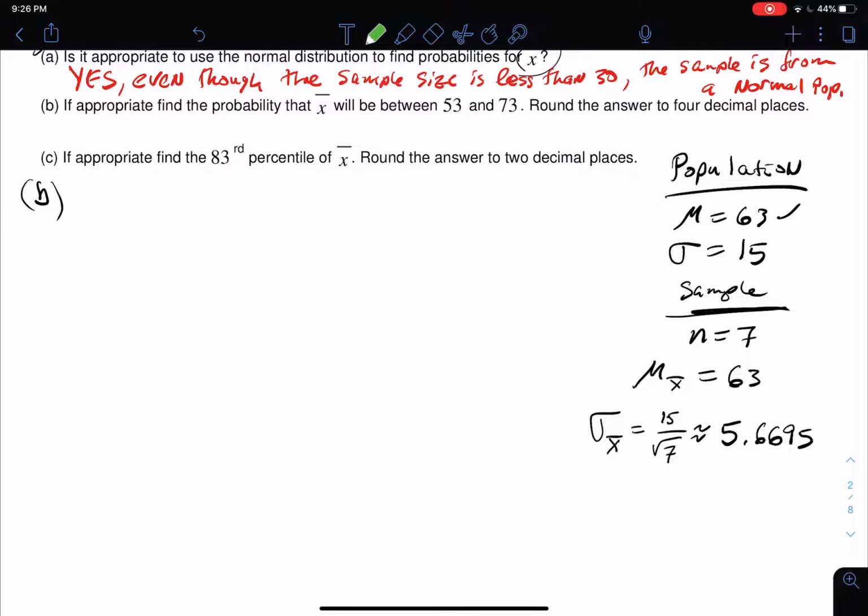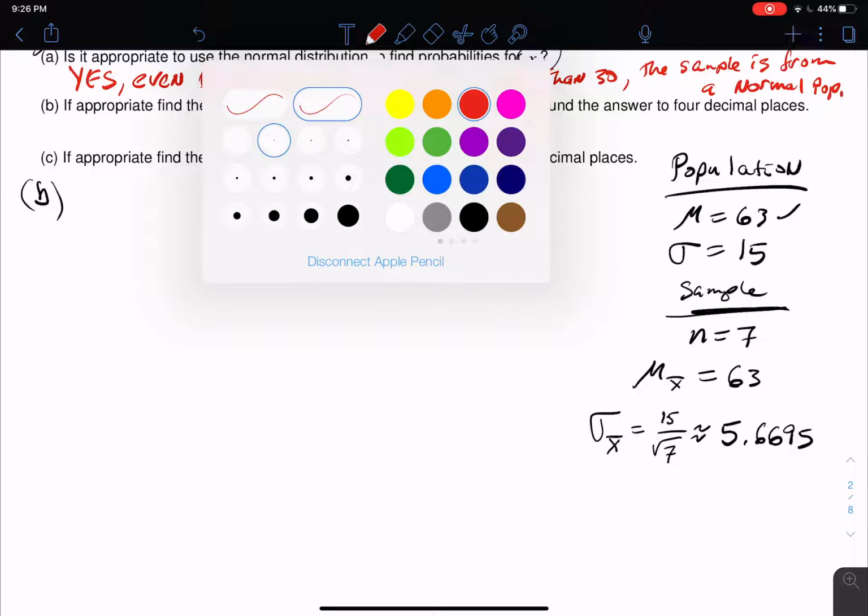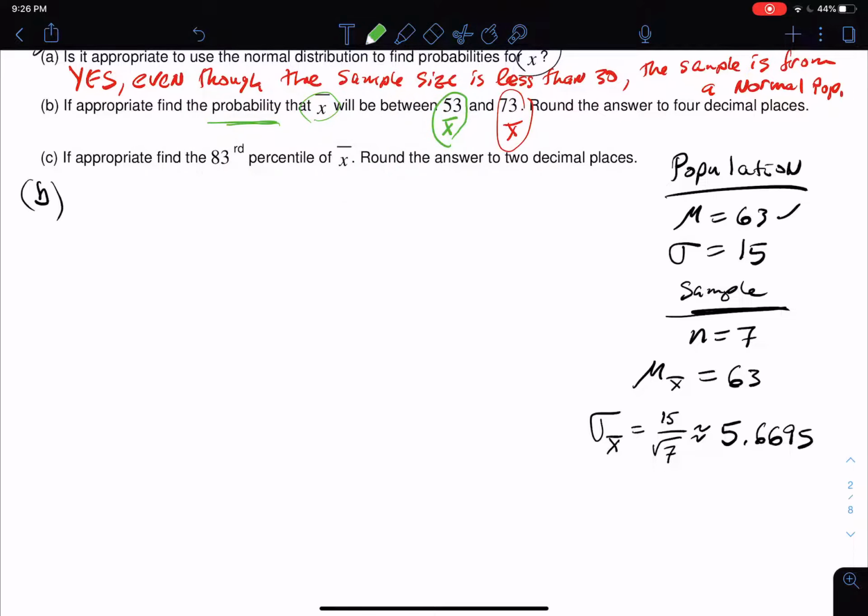Okay, now what? This is the same problem as the last problem. They're looking for the probability that my sample mean will be between this sample mean and this sample mean. So I think we better turn those sample means into z-scores so we can put it on the standard normal curve and then look them up in our z-tables.